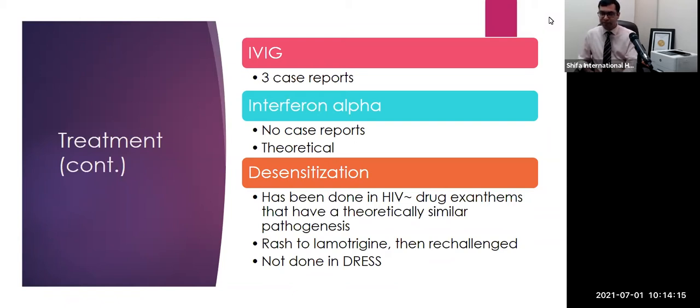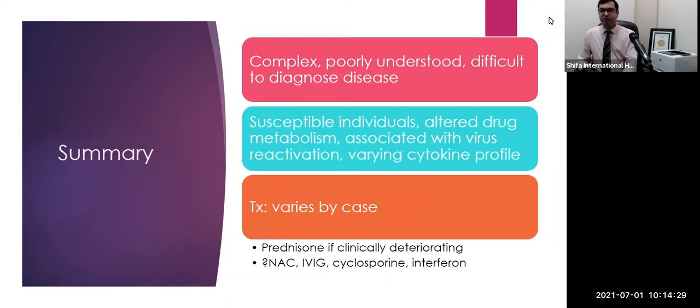IVIG is widely reported, and there have been some case reports and case series. While desensitization is only for adults where they have associated HIV polypharmacy. Now, in summary, it's a poorly understood phenomenon. Susceptible individuals who have issues with their acetylation and their liver metabolism more commonly have drug sensitivities, and the treatment varies by the cases. Steroids usually are the lifesavers initially, but cyclosporin is the backup, and then IVIG. These are the three commonly used ones.